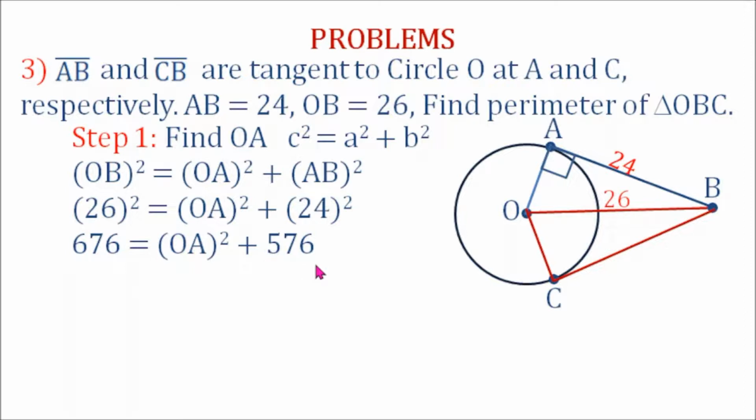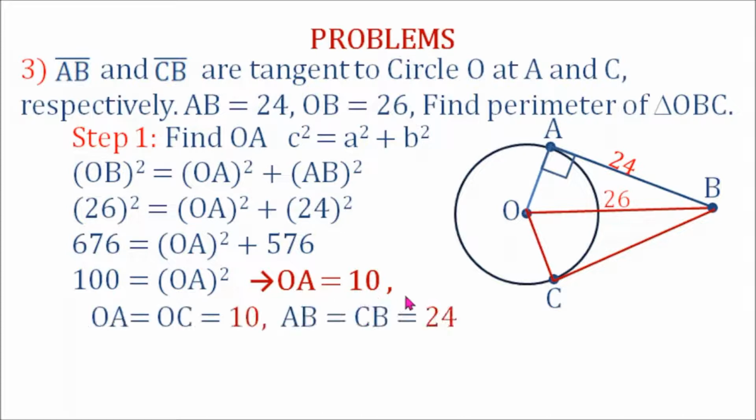Subtracting 576 from both sides, we have 676 minus 576 equals 100. So we have 100 equals side OA squared. To get rid of the squared here, we are going to find the square root of both sides. So the square root of 100 is 10. This means side OA equals 10. And side OA is also equal to side OC. So that means side OC equals 10.